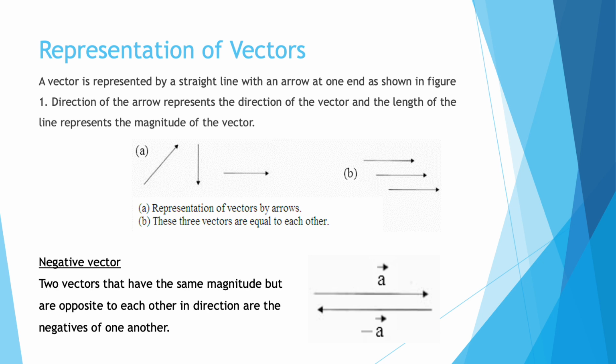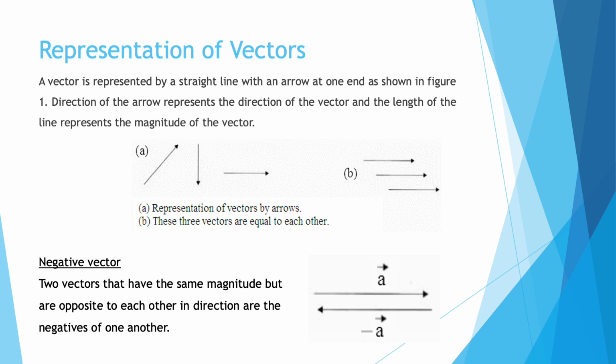In diagram B, three vectors are given. These three vectors are equal to each other. Since they are parallel vectors, their direction is same. Since the length of these three vectors are same, their magnitude is also same. So these three vectors are equal to each other.